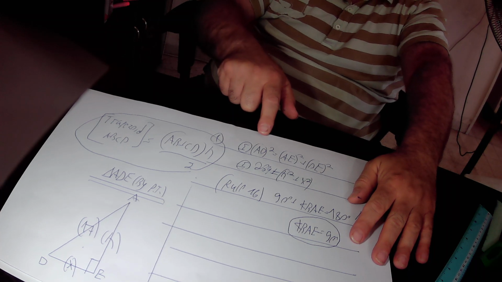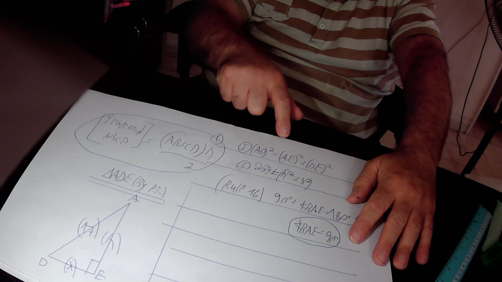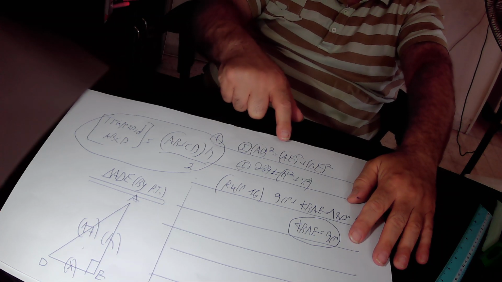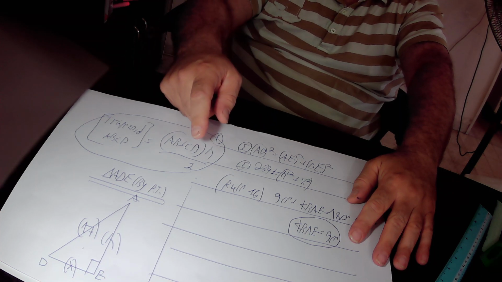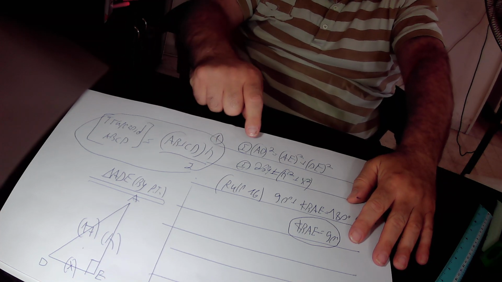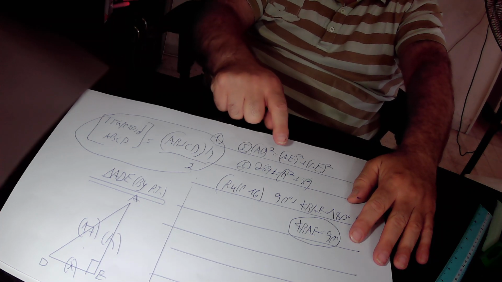AD is 17, therefore AD squared is 17 squared, that is 289, and it is equal to AE squared. AE is h, therefore AE squared is h squared, plus DE squared. DE is x, therefore DE squared is x squared. So in total, according to equation 1, 289 equals h squared plus x squared.